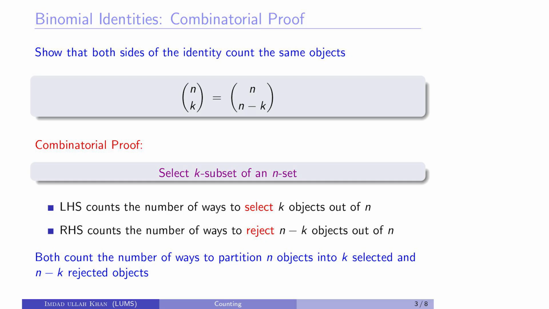But making a k-subset out of an n-set, this counting task can also be done by rejecting n minus k objects. Make sense? I have n objects. I want to see how many k-sets can be made. I'm just saying, how many ways can I reject the n minus k elements from selection, and the remaining k will be selected. Does this make sense?